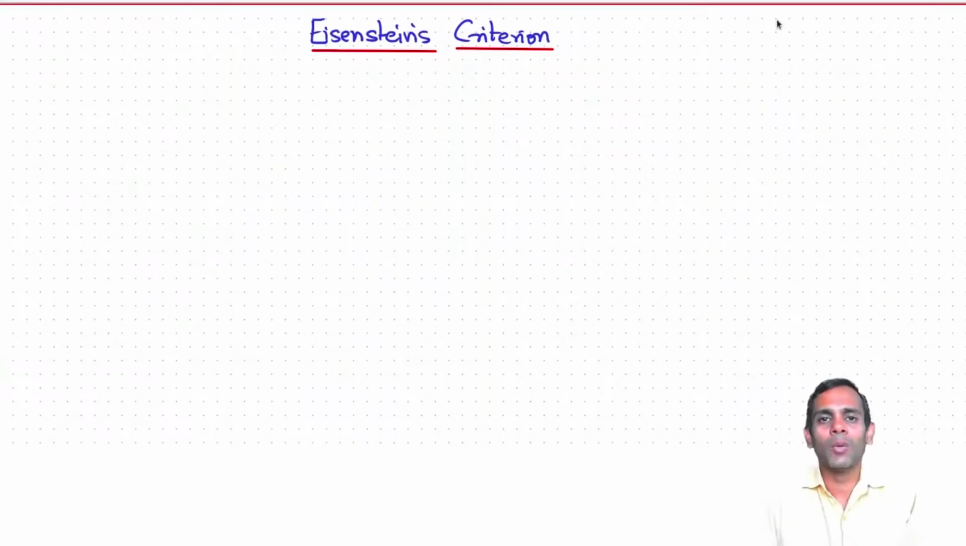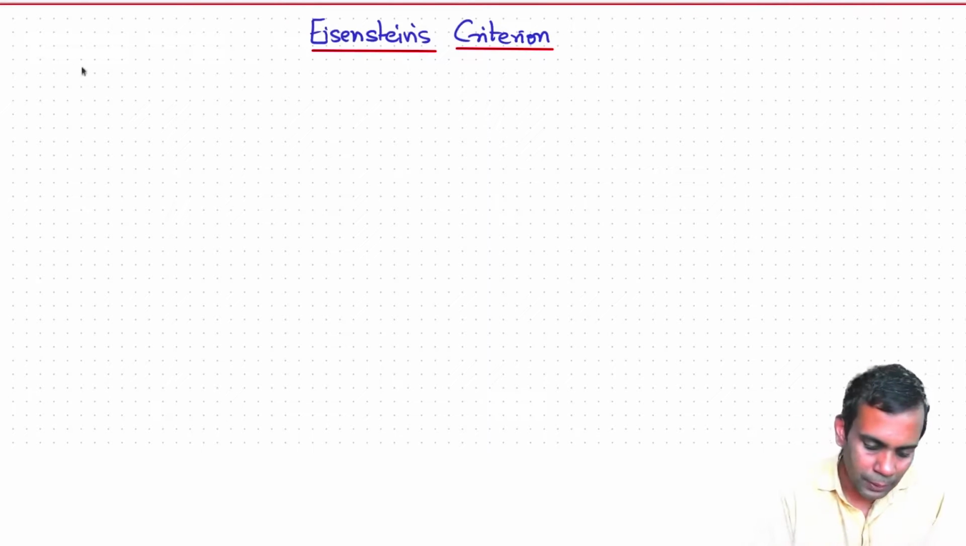In general, it can be quite difficult to prove that a polynomial is irreducible over the rational numbers. However, there's one useful trick that works for many important polynomials, and that is Eisenstein's criterion. So here's the statement.